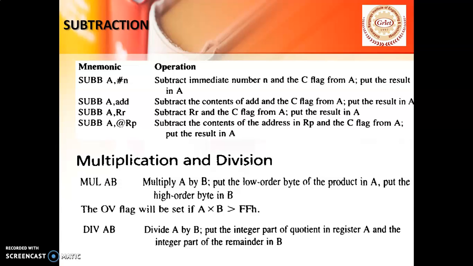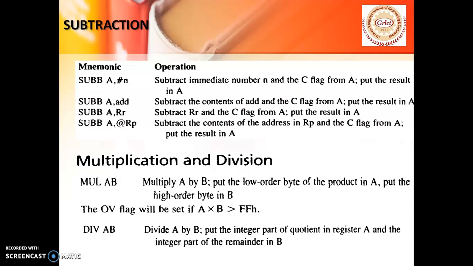Whenever we are multiplying two 8-bit numbers, the result may be a 16-bit number. In that 16-bit number, the lower byte transfers to the A register and the higher byte transfers to the B register. Lower byte means among 16 bits, bits 0 to 7, and that data will be transferred to the A register. The higher byte means bits 8 to 15, and that data will be transferred to the B register.